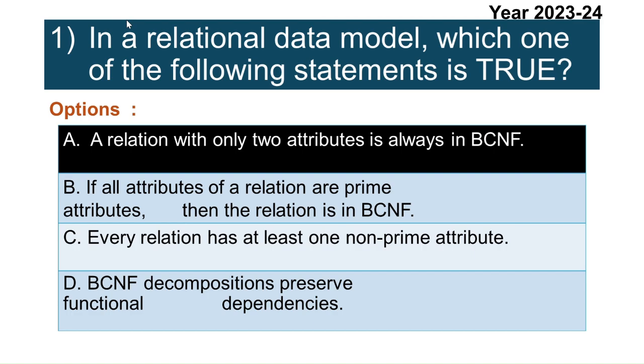The first question is, in a relational data model, which one of the following statements is true? Four options are given to us. A, a relation with only two attributes is always in BCNF, and we already know this is the only correct answer. The rest are all incorrect. For example, the second, if all attributes of a relation are prime attributes, then the relation is in BCNF, is obviously false, because if all the attributes are prime attributes, then it will always be in third normal form and not generally in BCNF. Similarly, C and D are also false.